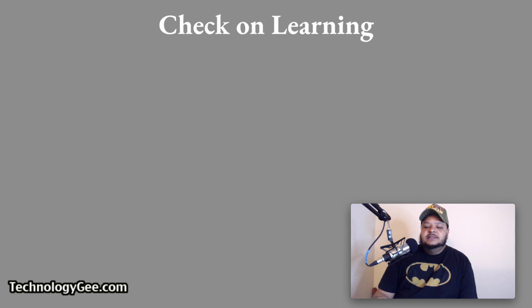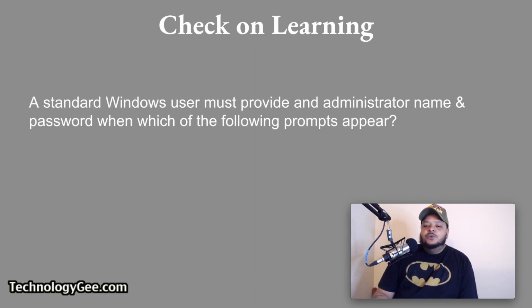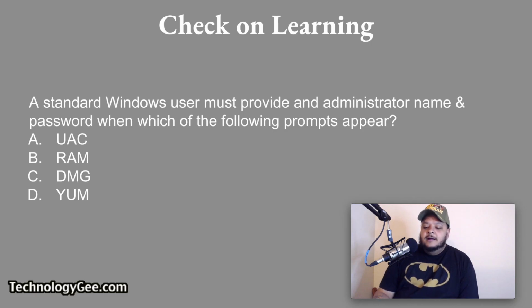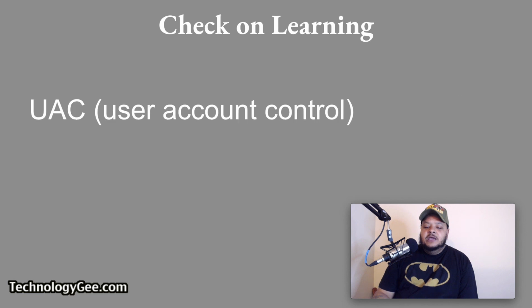First question is, a standard Windows user must provide an administrator name and password when which of the following prompts appear? Would it be UAC? Would it be RAM? Would it be DMG? Or would it be YUM? So a standard user must provide an admin name and a password when one of the prompts appears. The correct answer would be UAC, which stands for User Account Control.